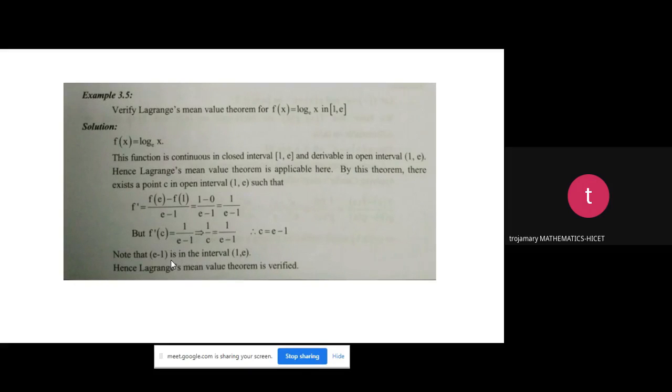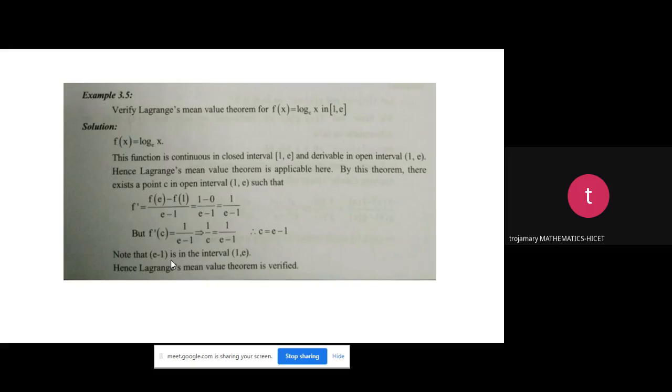Now verify Lagrange's mean value theorem for the function f of x equal to log x in the interval 1 comma e. Given f of x equal to log x, so log x is continuous in the closed interval [a, b]. And it is also differentiable. If we differentiate log x, we get 1 by x. So it is differentiable in the open interval (a, b). Lagrange's mean value theorem is applicable.